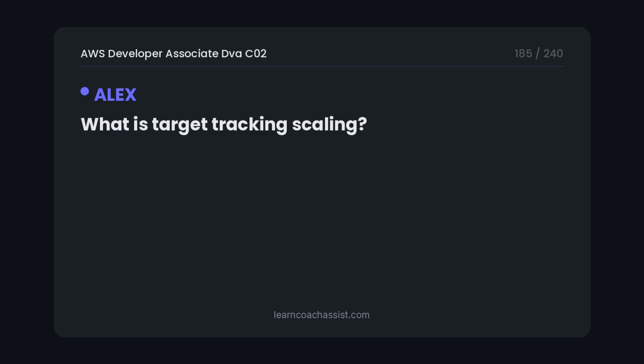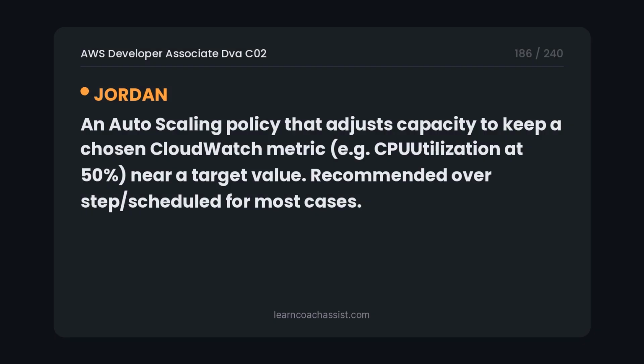What is target tracking scaling? An auto scaling policy that adjusts capacity to keep a chosen CloudWatch metric, e.g. CPU utilization at 50%, near a target value. Recommended over step/scheduled for most cases.